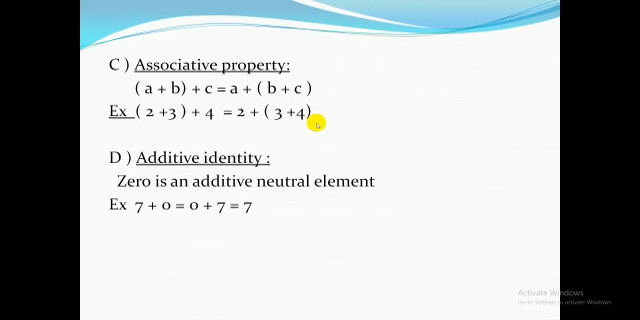Number D, additive identity. What is the meaning of additive identity property? It means if I add 0 to any number, the result will be the same number. So 0 is an additive neutral element. It is very important. 0 is an additive neutral element which doesn't change the result or answer. Like here, 7 plus 0 equals 0 plus 7 equals 7. So here 0 doesn't change the result, which is 7.